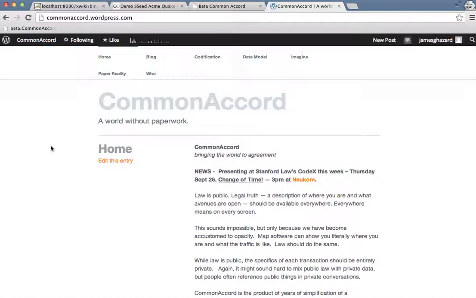CommonAccord WordPress. So as we say here, a world without paperwork, or GPS for legal, so that no one needs to recreate any legal idea that has already been done a substantial number of times. And this will give us the kind of network benefits that allow real law, so that interpretation of the content is also mostly resolved because of those network benefits.